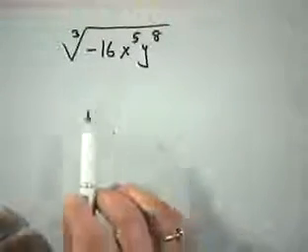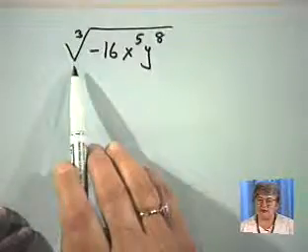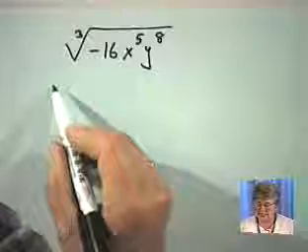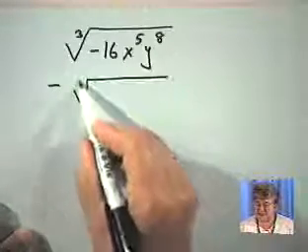Now we're going to be looking at an example with a cubic root. Let's simplify the cubic root of negative 16 x to the 5th y to the 8th. Let's make it easier on ourselves and take the negative to the outside, since the cubic root of a negative number is negative.